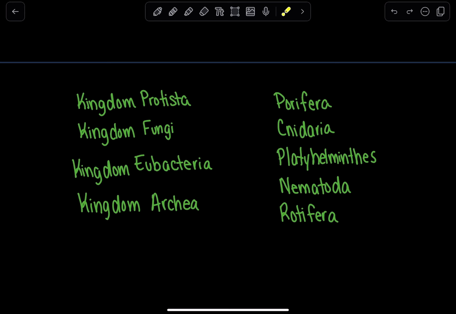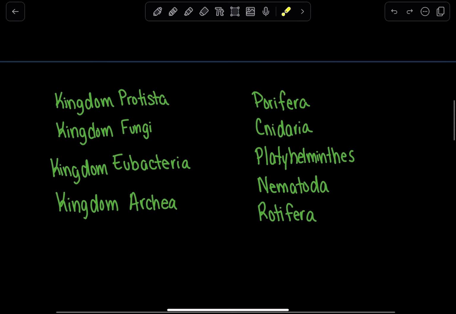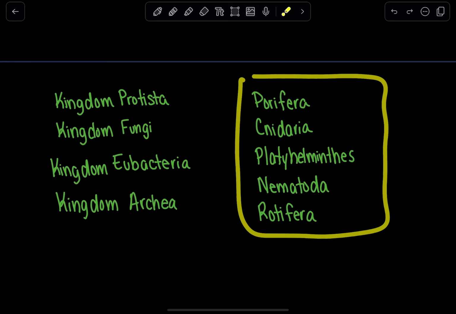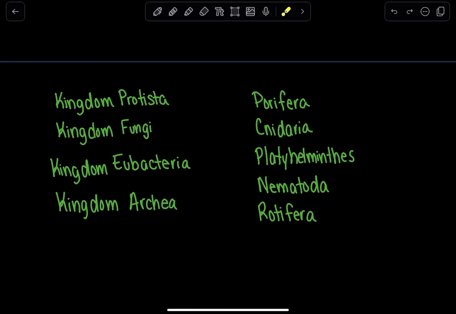Now, let's take a closer look at certain organisms within kingdom Animalia that do exhibit no circulatory system. We've got these 5 over here. These 5 are found in kingdom Animalia, and these are the only 5 in kingdom Animalia that will exhibit no circulatory system. And that is your porifera. Remember that the porifera are essentially your sea sponges. Sea sponges can perform simple diffusion.